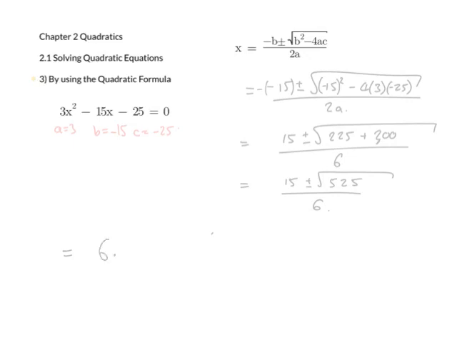With these, you will commonly be asked to use your calculator to give the answer to a number of significant figures or decimal places. Here I'm giving you both answers to 2dp, 6.32 and negative 1.32. Both of those have been rounded, and they are the solutions to our equation.